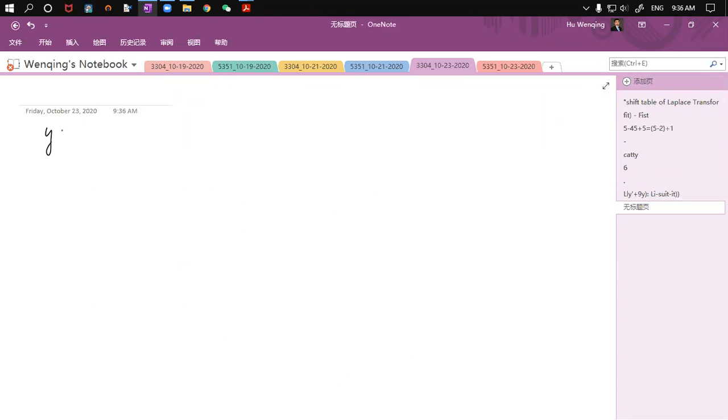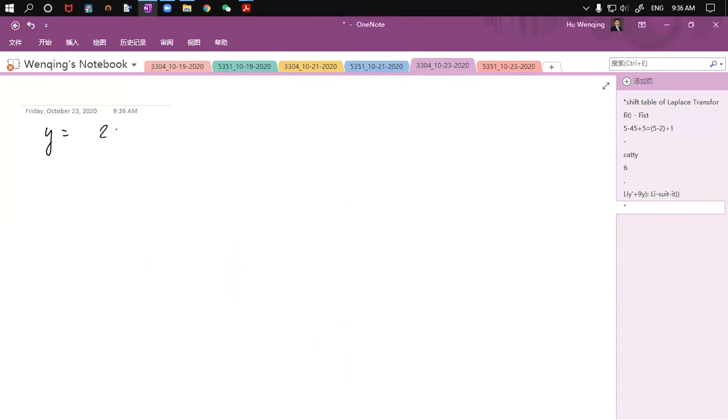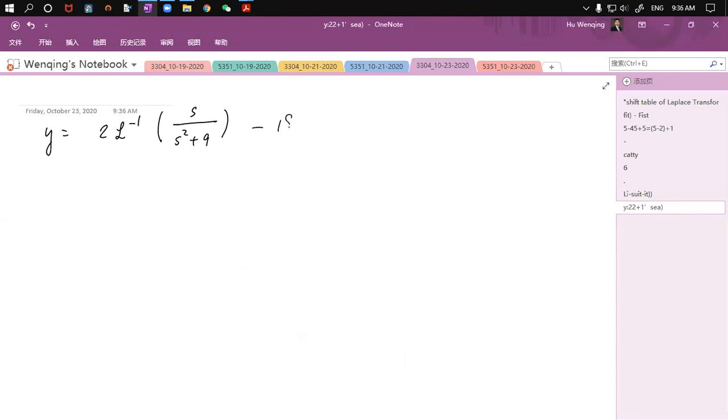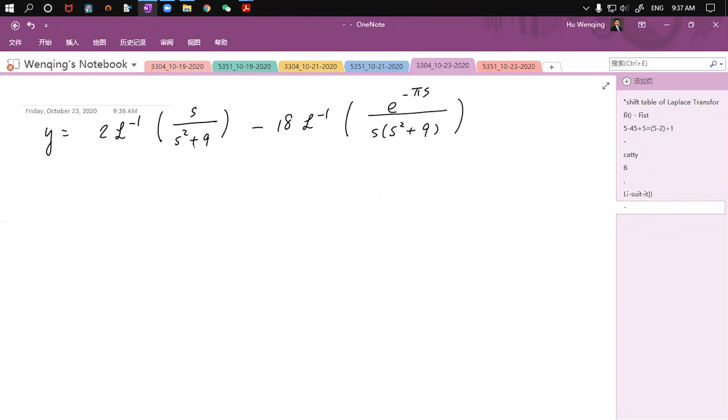So that means that y is equal to, when copying this formula, I will take this one to be the leading term: 2 times the inverse Laplace transform of s over s squared plus 9. And then I'm going to have this term, which is minus 18 times the inverse Laplace transform of e to the power of minus pi s divided by s multiplied by s squared plus 9. Then you can see that I will work with this one first.